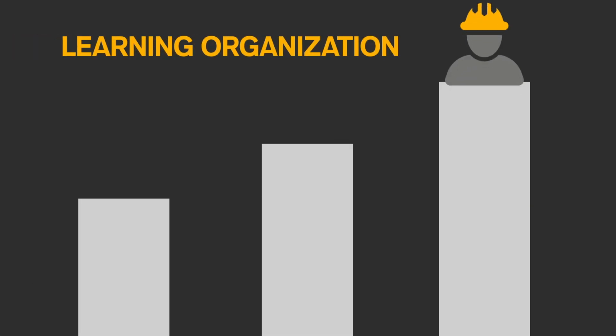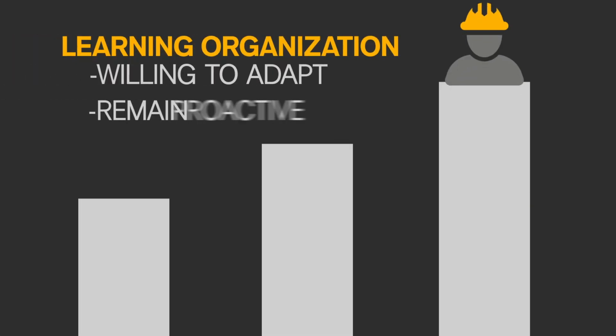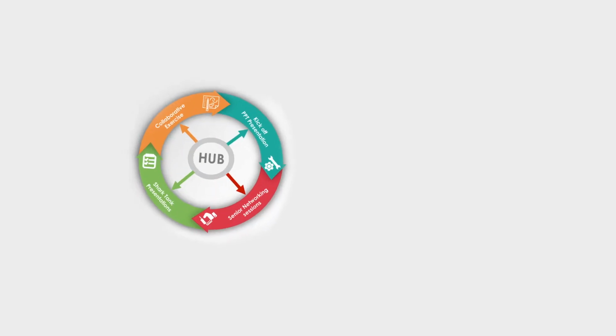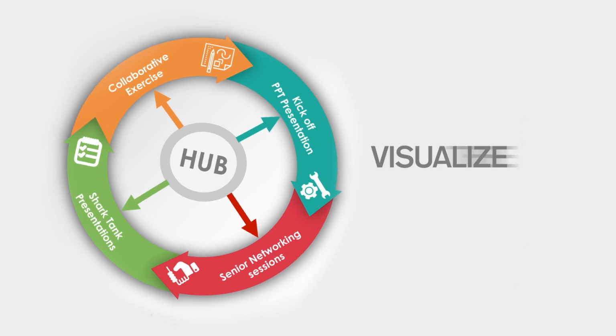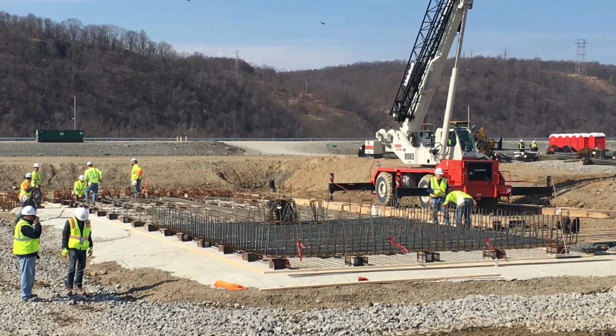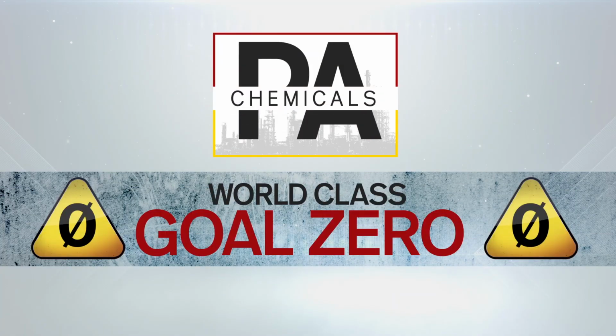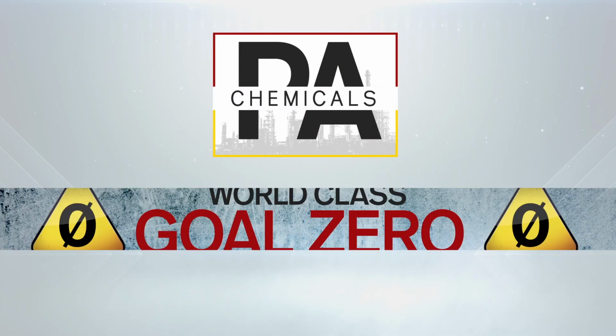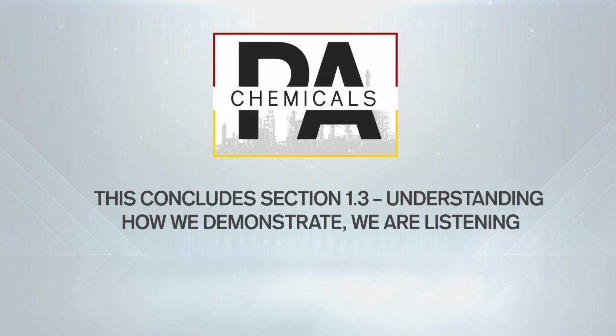In addition, this forum ensures the project is a learning organization, willing to adapt and remain proactive in our HSSE efforts. This critical feedback loop allows the project leadership team to visualize the path forward and the strategies needed in order to obtain a world-class Goal Zero culture. This concludes Section 1.3, Understanding How We Demonstrate We Are Listening.